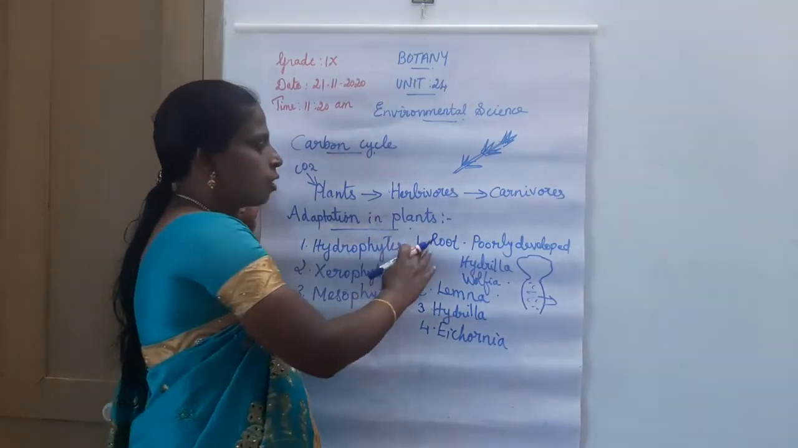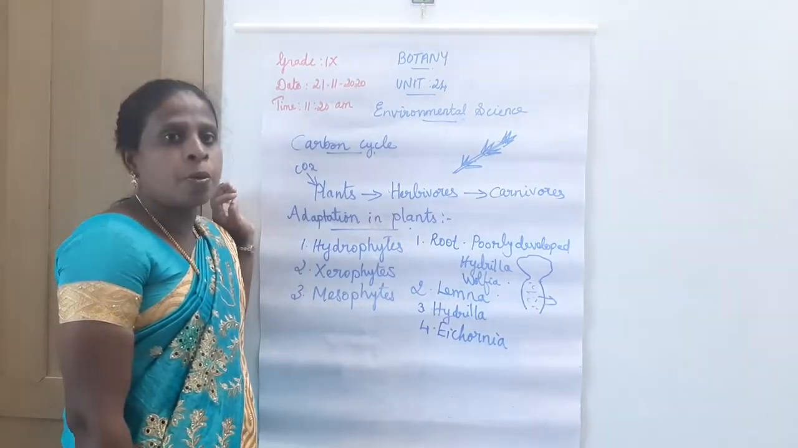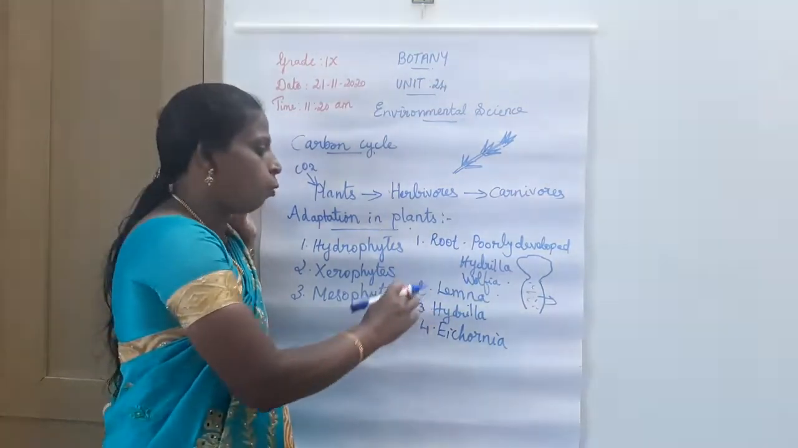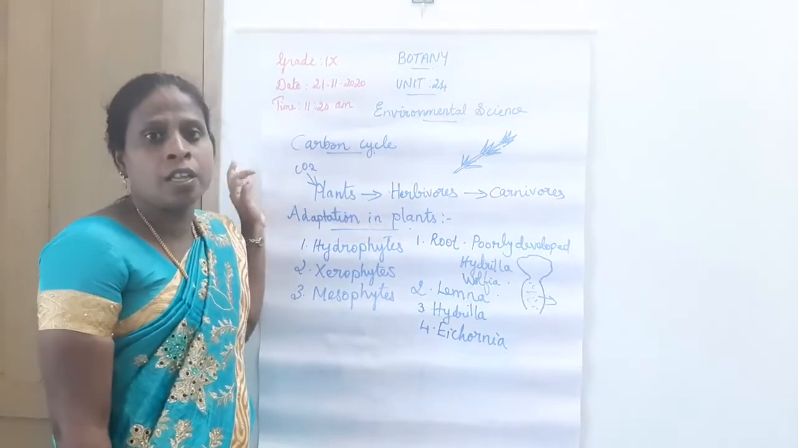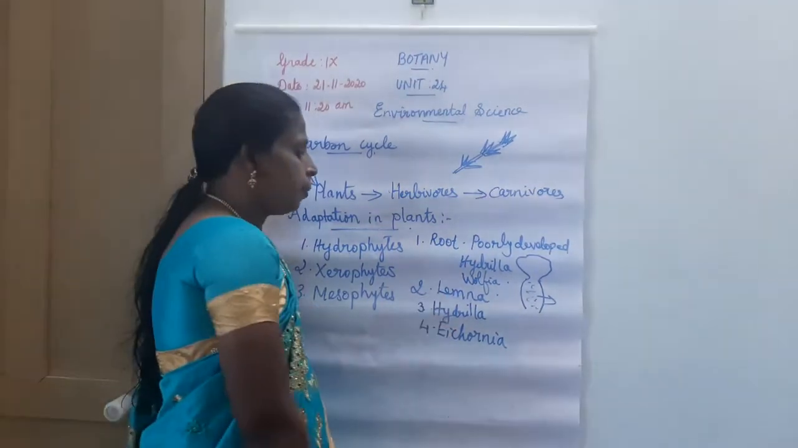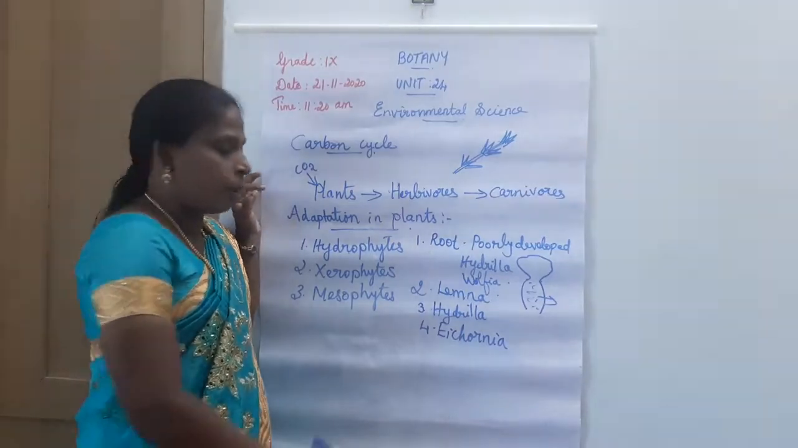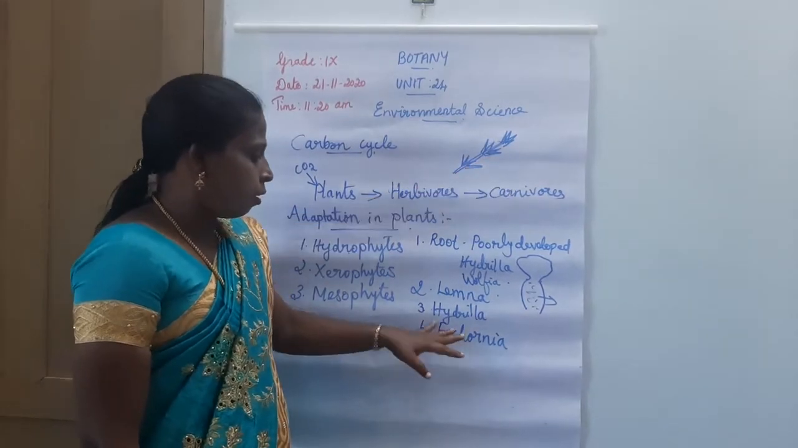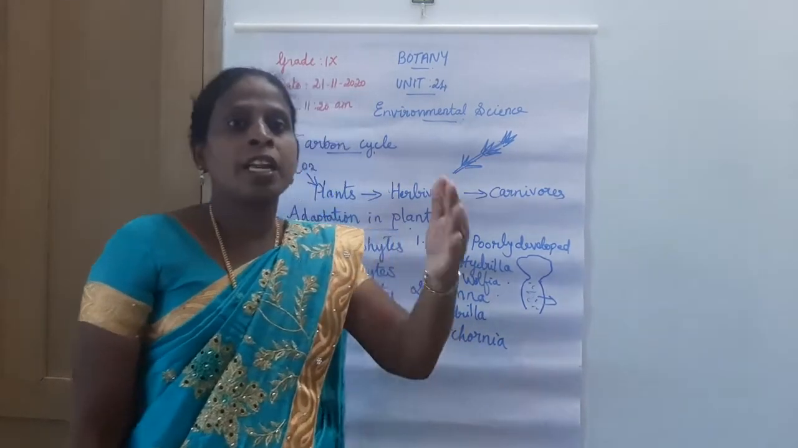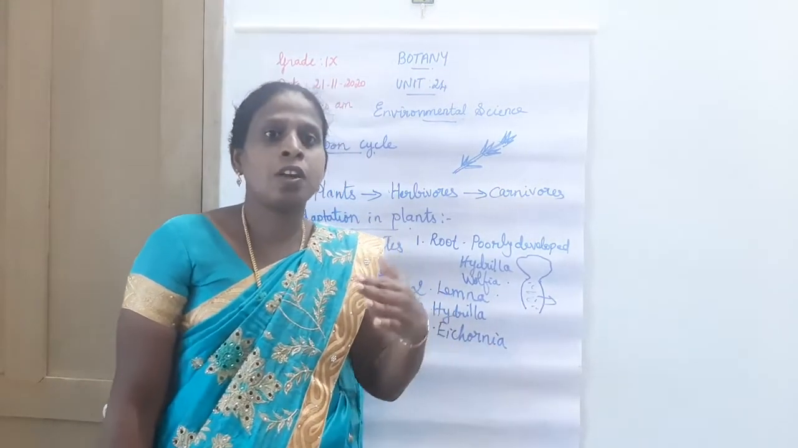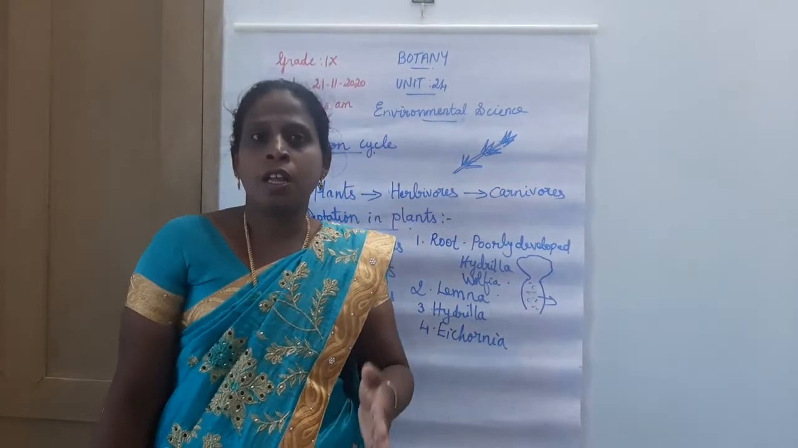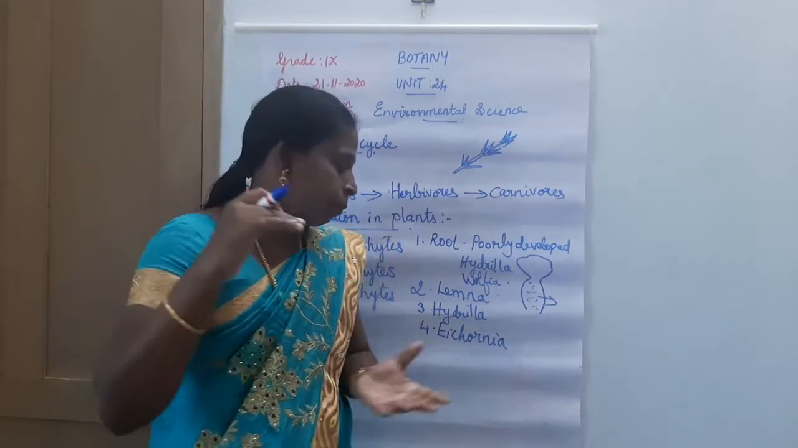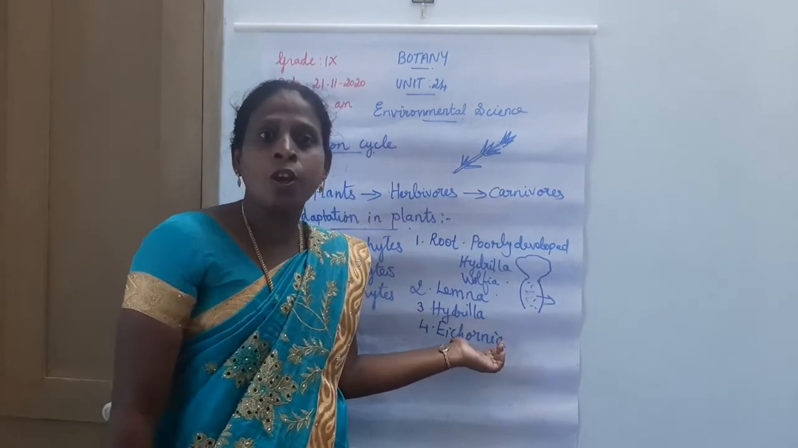Then adaptations. The first one is about the root. Poorly developed roots are present in hydrilla and the roots are completely absent in Wolffia. Second one is about the plant body. The plant body is reduced in lemna. Third one is the submerged plant. The hydrilla consists of finely divided leaves. And fourth one is, the water level often gets changed. So based on that, the length of the petiole of the leaf can be modified, that is, the length can be increased. The long petiole is present in lotus.